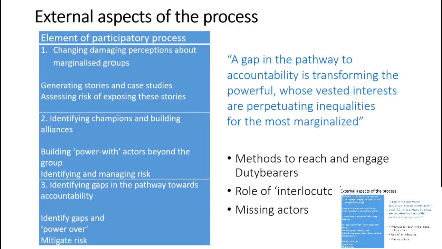Another message to leave you with is the issue of missing actors that came from Egypt. There is a kind of accountability ecosystem we talk about sometimes. There are a lot of players in this picture in order to make the flow happen so that there is accountability to marginalised groups. And sometimes some actors just can't... it's important to find out who those actors are, who you need to engage with, and make sure that they're in the picture.